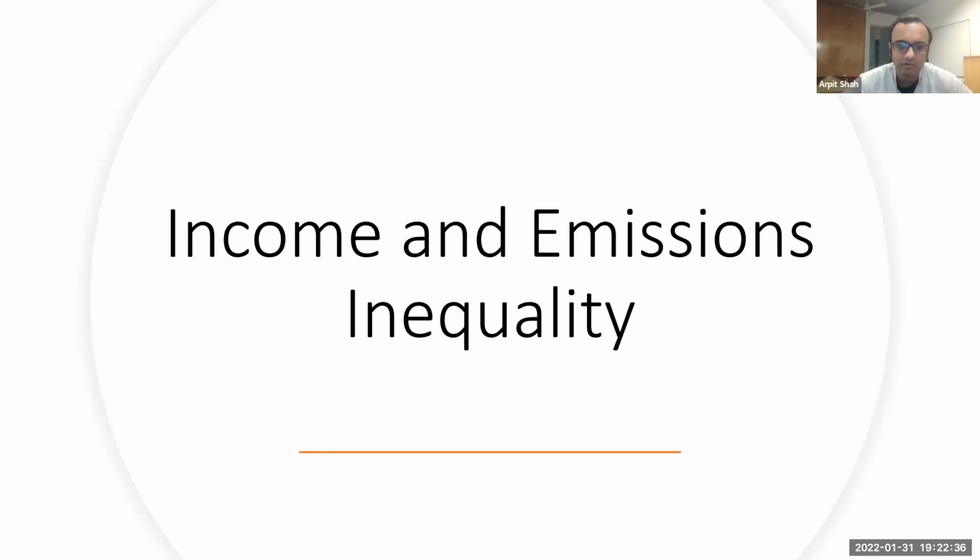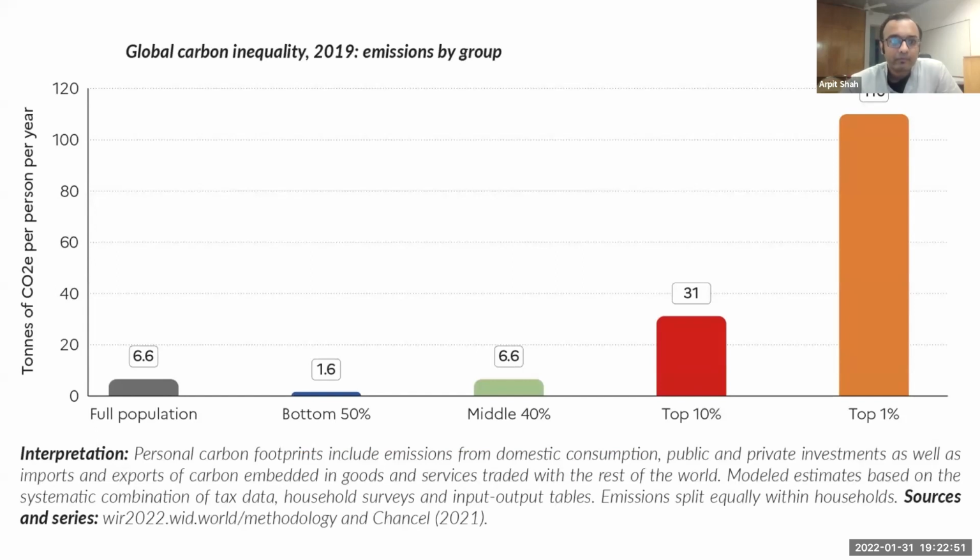Which brings me to the second dimension along which we can look at inequality in terms of carbon emissions, which is linked to income levels. So globally, how do higher income people emit or consume versus lower income people? This graph shows at the global level a summary statistic of global carbon inequality by income group. Again, the full population emits 6.6 tons. What's interesting here is the bottom 50% versus the top 1%. The top 1% of emitters emit 110 tons of CO2 per year, which is almost 15 to 16 times the global average. The bottom 50% is at 1.6 tons of CO2 per year.